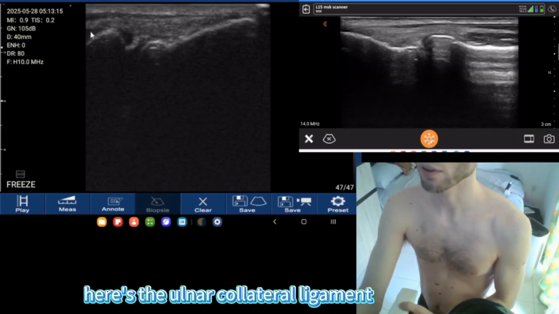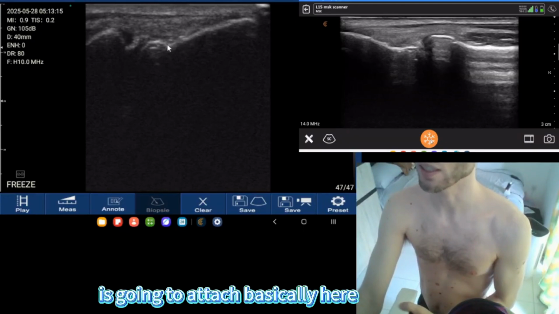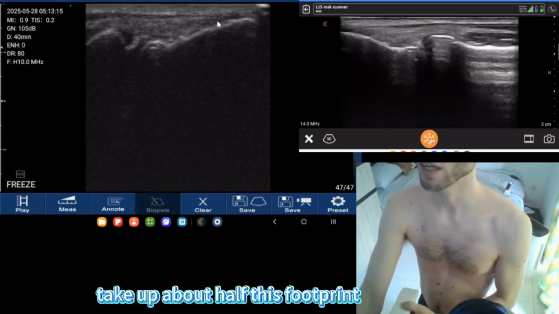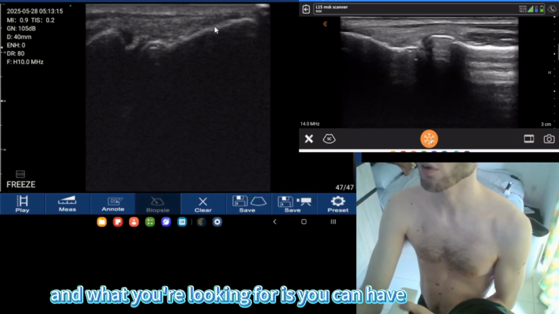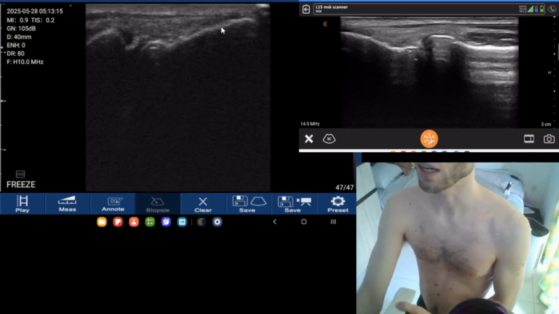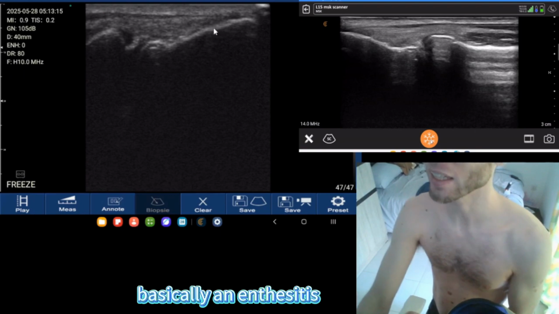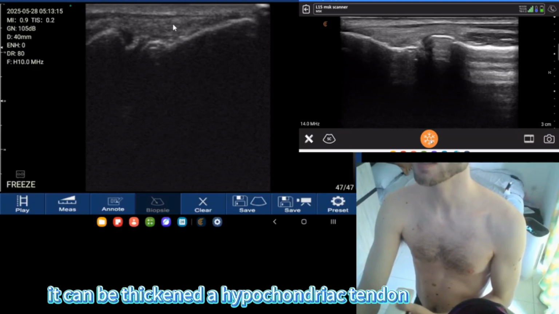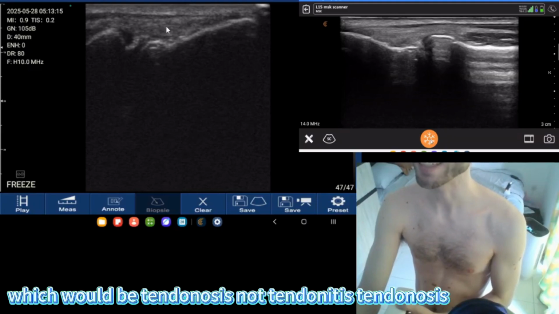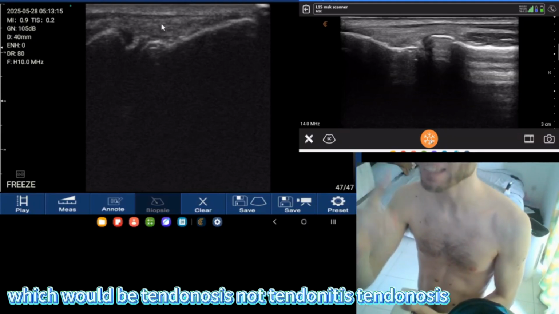Here's the ulnar collateral ligament, which is going to attach basically here, taking up about half this footprint, and the other half will be the common extensor tendon. And what you're looking for is you can have basically an enthesitis, so an issue with the attachment to the bone. It can be a thickened, hypoechoic tendon, which would be tendinosis, not tendinitis, tendinosis.